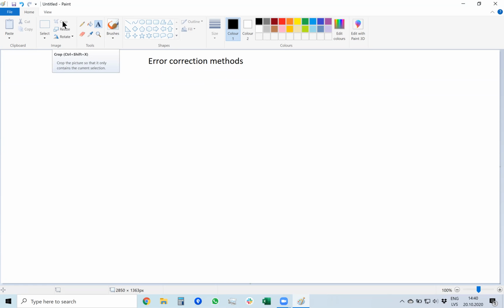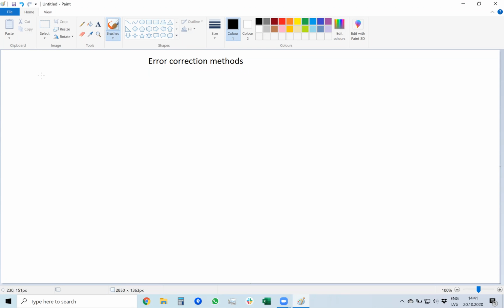And how can we do that? How is it possible to send data, have it corrupted on the way, and then be able to restore back the original data? Actually, the principle is relatively simple. So let's look at an example.